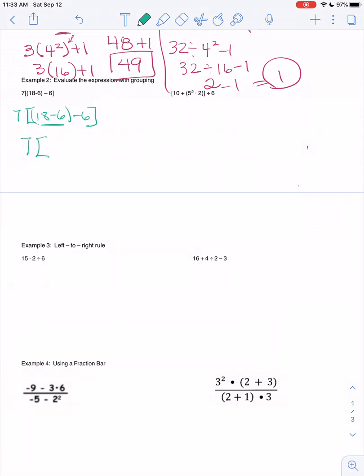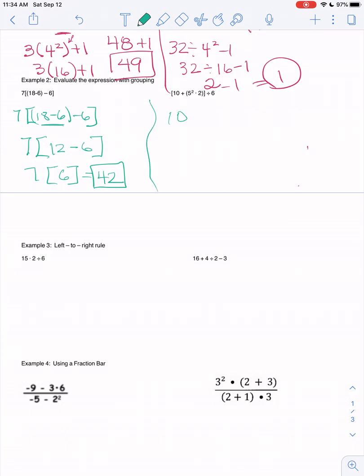So we have 7, open bracket, 18 minus 6 gives us 12, minus 6, close bracket. 7, open bracket, 12 minus 6 gives us 6. It looks like we're looking for 42. Here we go. Let's try one more example and we'll stop and try a couple problems.